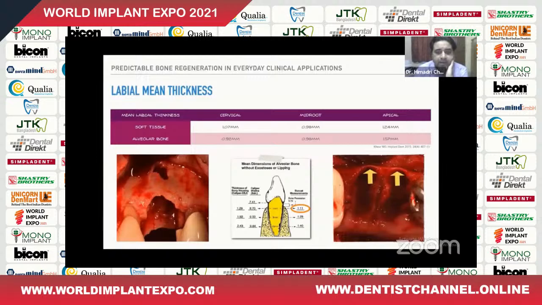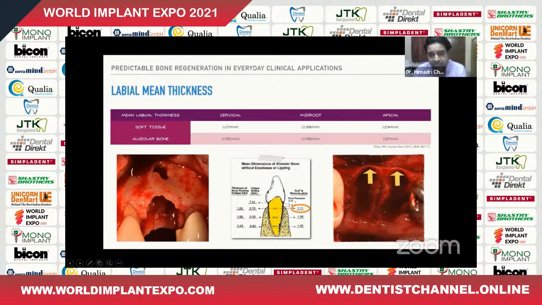Okay. So the problem we have is that predictable bone regeneration in everyday clinical practice gets hindered. The labial mean thickness of the bone, especially in the cervical area, is around 0.92 millimeter. This is mostly in the posteriors. Unfortunately, in anteriors, you will not get even 0.5, 0.6 millimeter. And most of the time, even with the best of your extraction, if you have a periapical pathology, you'll find there is a hole or a dehiscence, a fenestration like this. In that situation, you might need to do a little bit of flap elevation, or a little bit of aesthetic buccal flap.